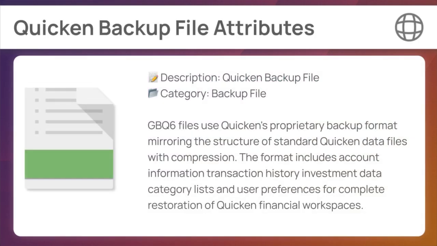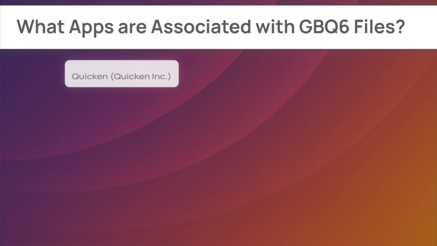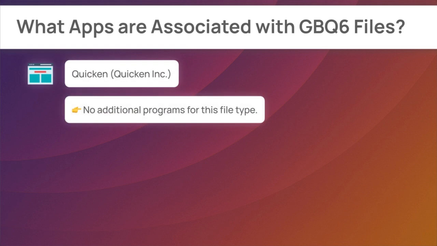GBQ6 files use Quicken's proprietary backup format, mirroring the structure of standard Quicken data files with compression. The format includes account information, transaction history, investment data, category lists, and user preferences for complete restoration of Quicken financial workspaces. To maintain file fidelity, use Quicken developed by Quicken Inc.